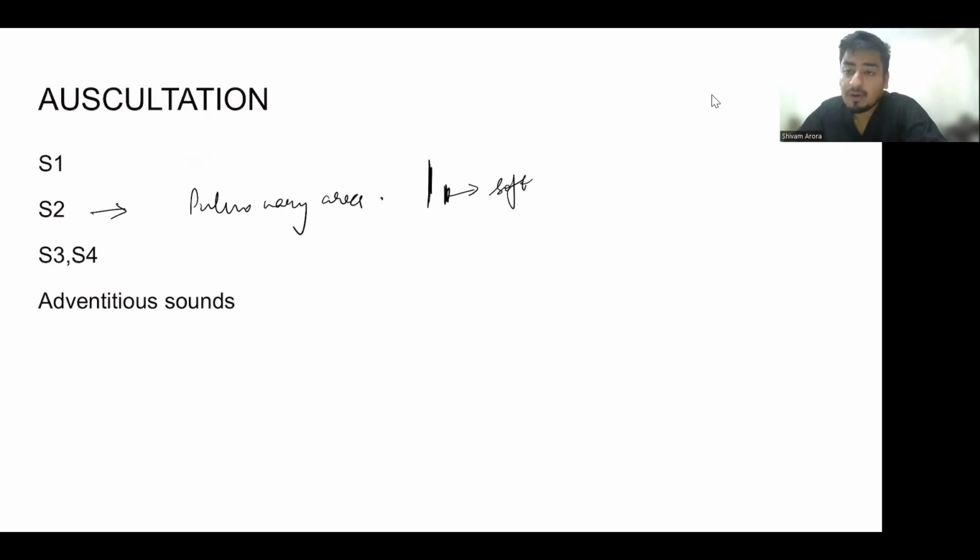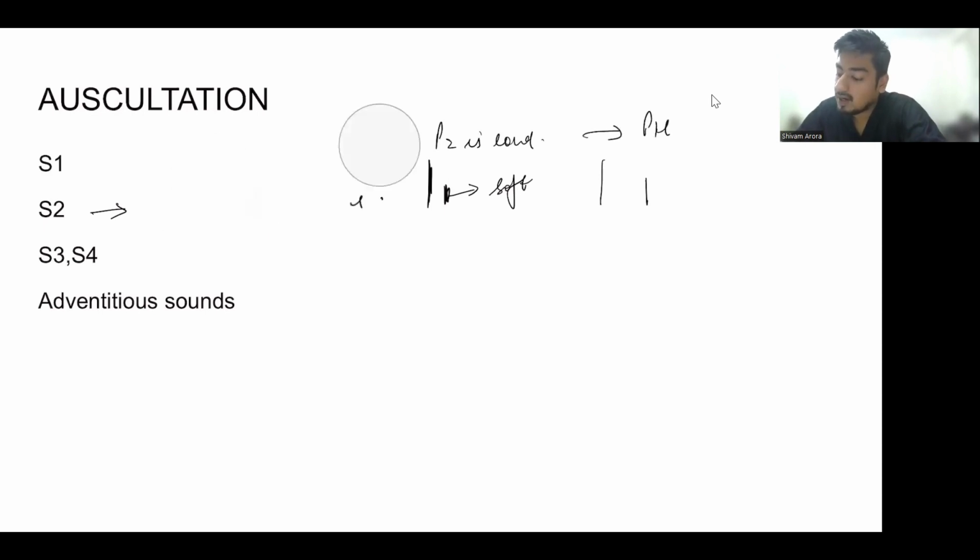Now, I have to tell whether splitting is normal or we have wide splitting, wide fixed splitting, wide variable splitting, or paradoxical splitting. The causes of this we'll discuss in further classes. Then whether P2 is loud or not, because if P2 is loud, that means that pulmonary hypertension has set in.